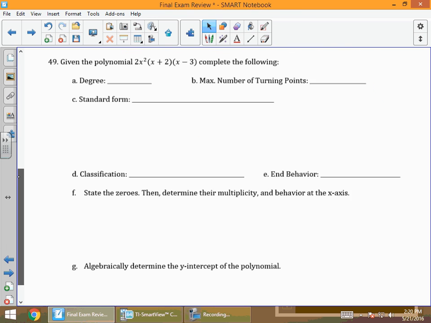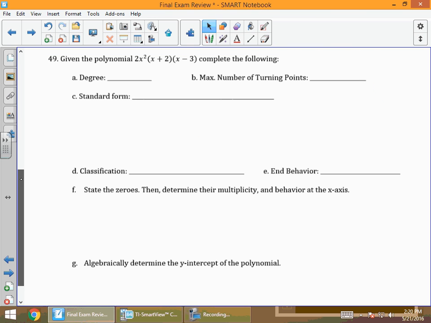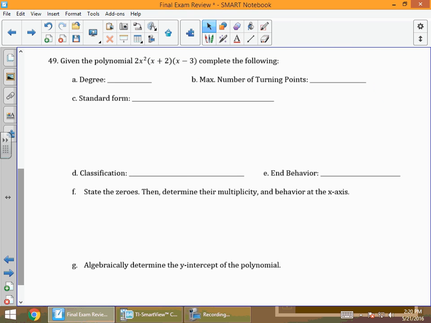Number 49, given the polynomial 2x squared, x plus 2, x minus 3, complete the following. The degree. Now think about roots. Here is x squared, that's 2 roots. Here is x to the first, that's a 3rd root. Here is x to the first, that's a 4th root. So it is degree 4. The maximum number of turning points is always the degree minus 1. So 3.